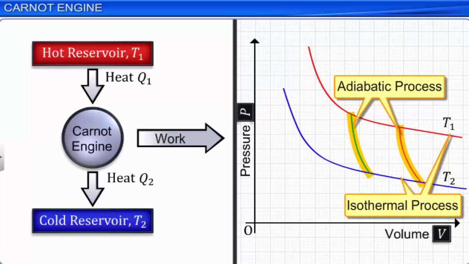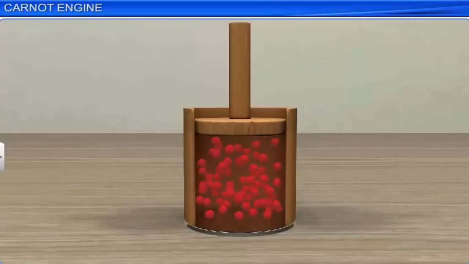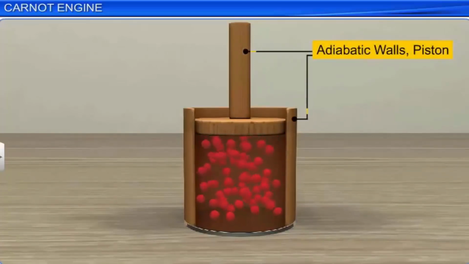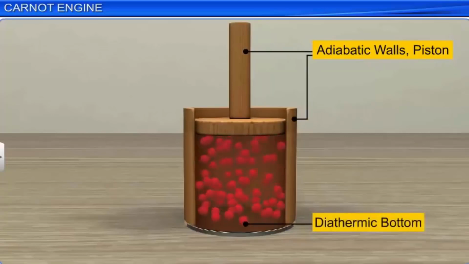Let us now discuss the sequence of steps involved in each Carnot cycle. Consider mu moles of an ideal gas in a container with a movable, airtight, smooth, frictionless piston as the working substance. Let the walls of the container and the piston be made of thermally insulated material, and the bottom of the container be made of diathermic material. Assume that the initial state of the system is P1, V1, T1 and is identified by point A in the PV diagram.